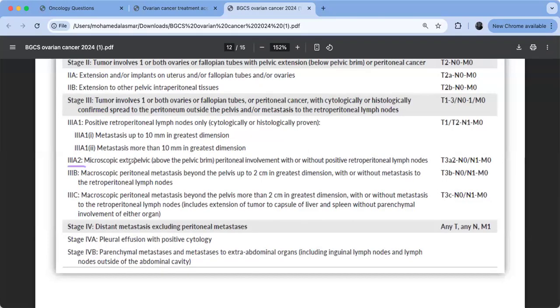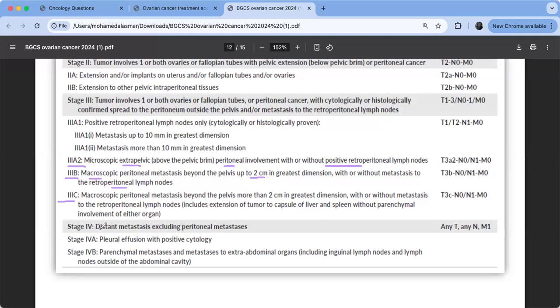3A2, microscopic extrapelvic peritoneal involvement with or without positive retroperitoneal lymph node. 3B, macroscopic peritoneal metastasis. So the difference between 3A2 and 3B is micro and macro. Peritoneal metastasis beyond the pelvis up to 2 cm in the greatest dimension with or without metastasis to the retroperitoneal lymph node. 3C is macro peritoneal metastasis beyond the pelvis but more than 2 cm in the greatest dimension with or without metastasis to the retroperitoneal lymph node.